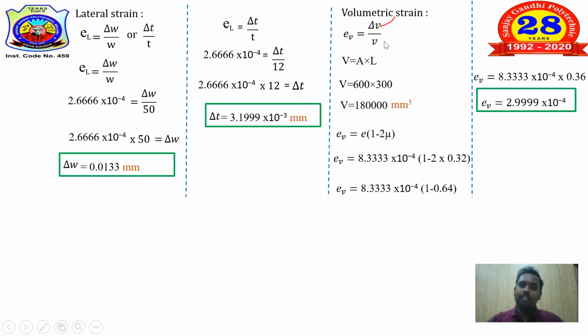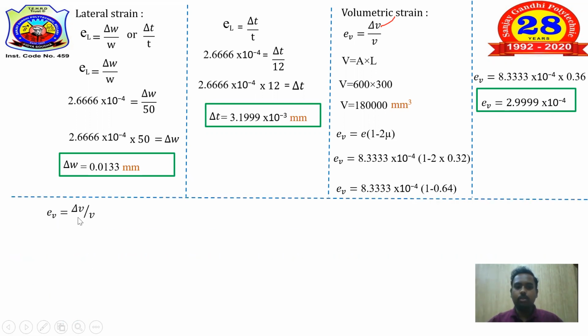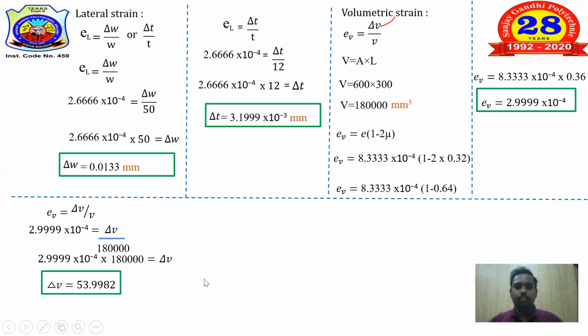Once I get the value of EV, I'll go back to this formula and substitute the values. So EV equals delta V by V. On substitution, EV is nothing but 2.99 into 10 power minus 4, delta V as it is, since we are supposed to find it, and V is nothing but 18,000. On cross multiplication, I'll get the value of delta V equals 53.9982. Students, again you are supposed to write this as mm cube.